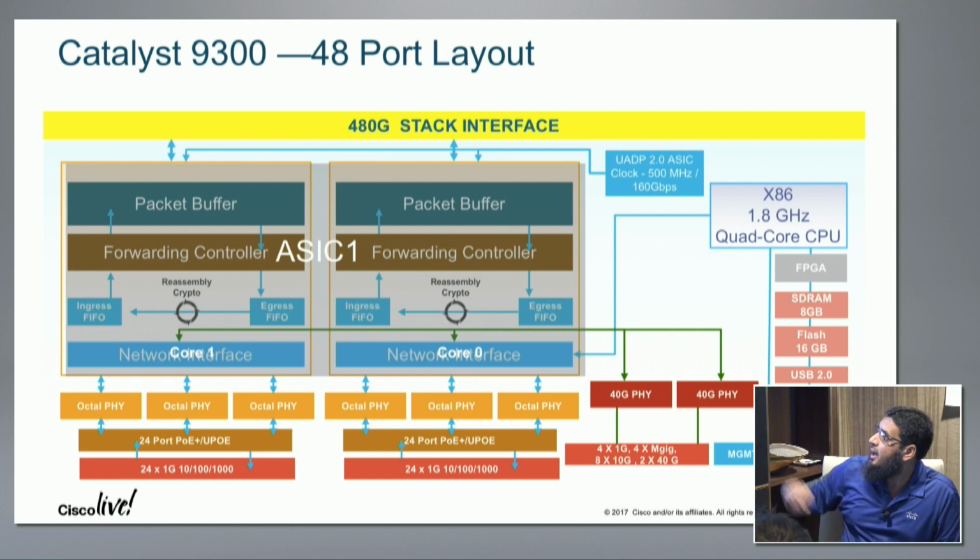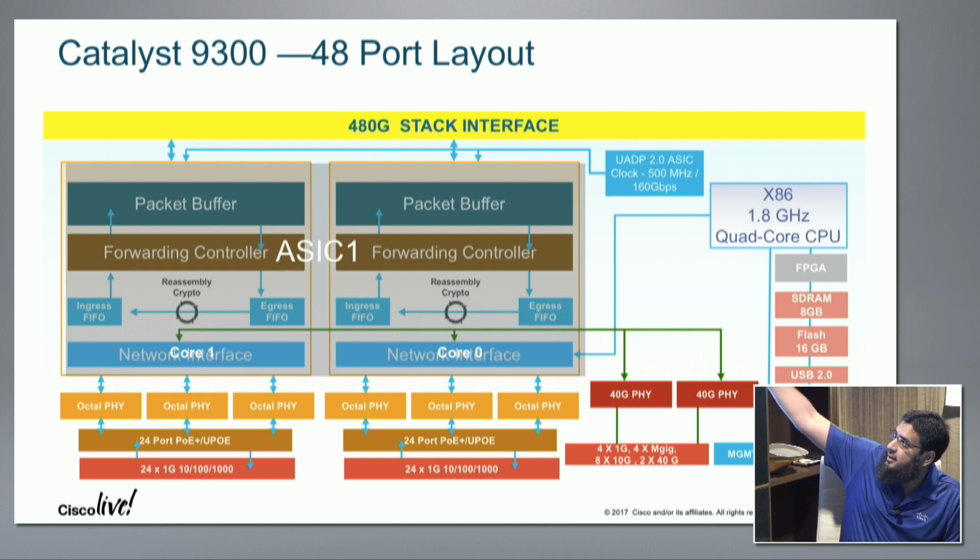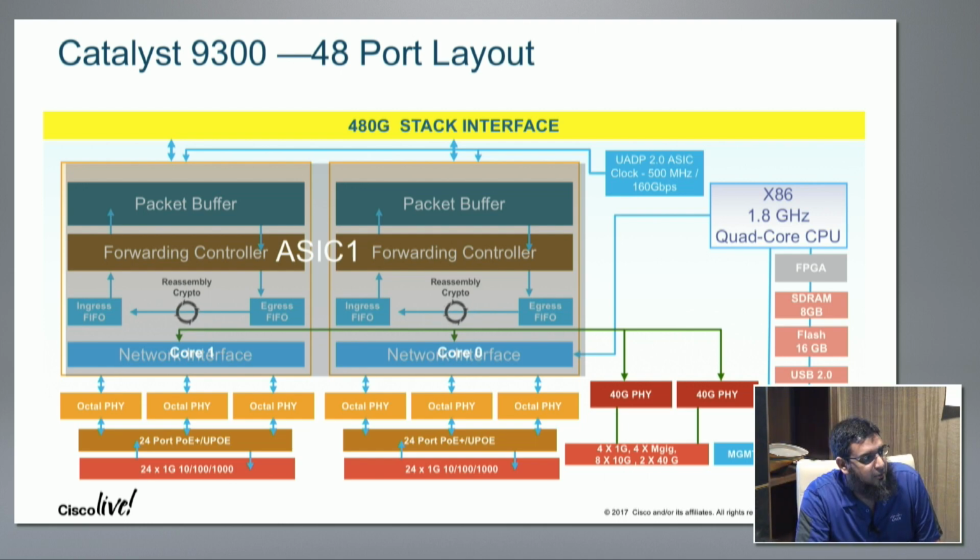On the right side here, we have the CPU and memories, the RAM and flash, 16 gig of flash, 8 gig of RAM, and then the USB 2.0 and 3.0 that we talked about earlier, right? So that's a quick layout of the system. Then in the back here, we have the 480 gig of the stack that connects to the cables in the back and takes you to the StackWise 480 ring.